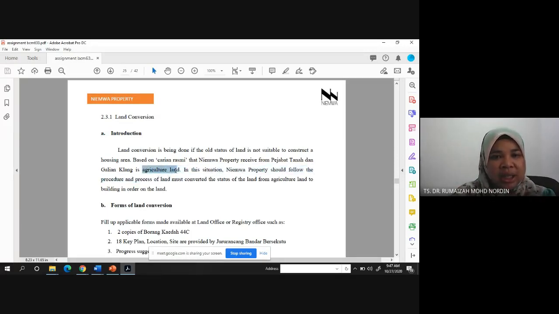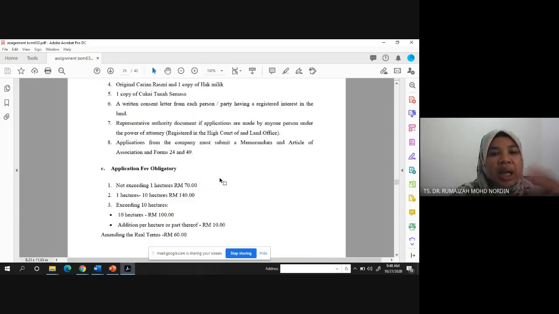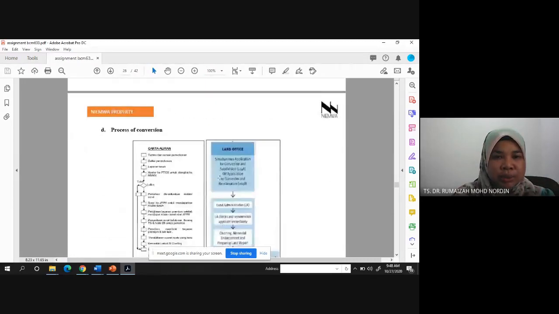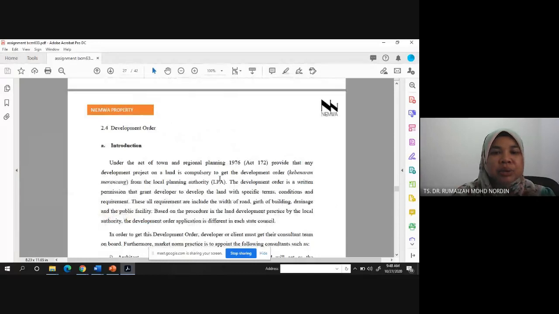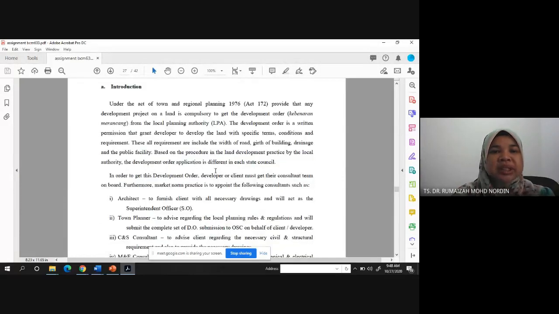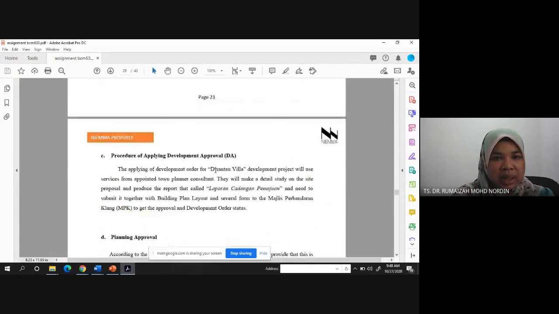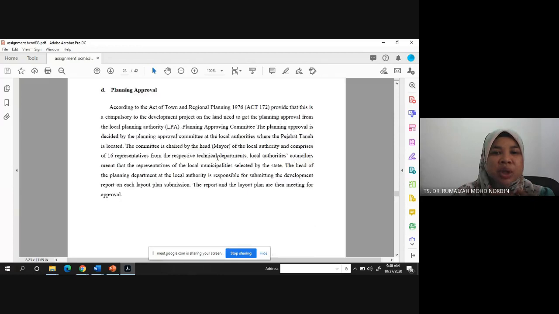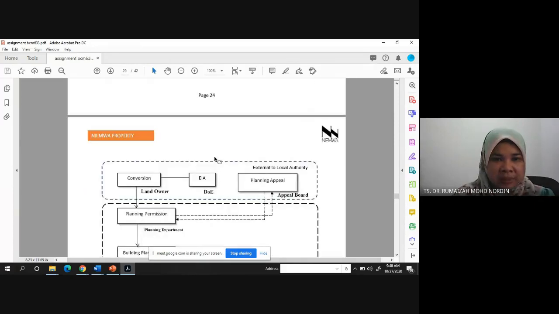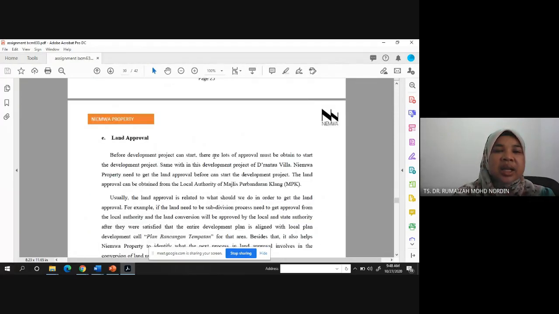Alright, so ni sebab tanah dia kena based on carian rasmi, tanah dia kena buat conversion. Tengok dia kata tanah dia agriculture, so dia kena buat conversion. So dia ceritalah apa yang ada dekat dalam conversion tu, dan berapa nak kena bayar. Lepas tu dia cerita pula pasal development order. Dalam prosedur ni dia kata kena buat laporan cadangan pemajuan. So this laporan cadangan pemajuan you can put in the appendix.